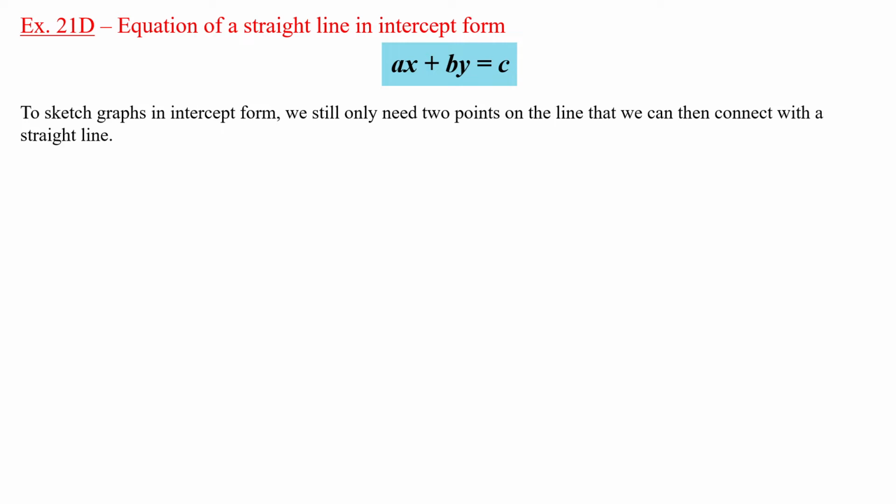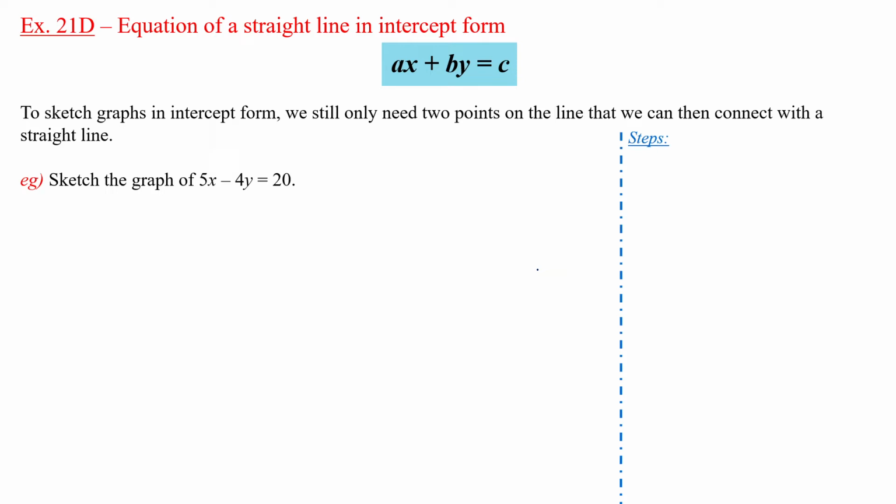To sketch graphs in intercept form, we just need 2 points, same as any other linear equation, that we then connect with a straight line. So we'll jump straight in with an example. We're going to sketch the graph of 5x take 4y equals 20, so it's in that intercept form as above.